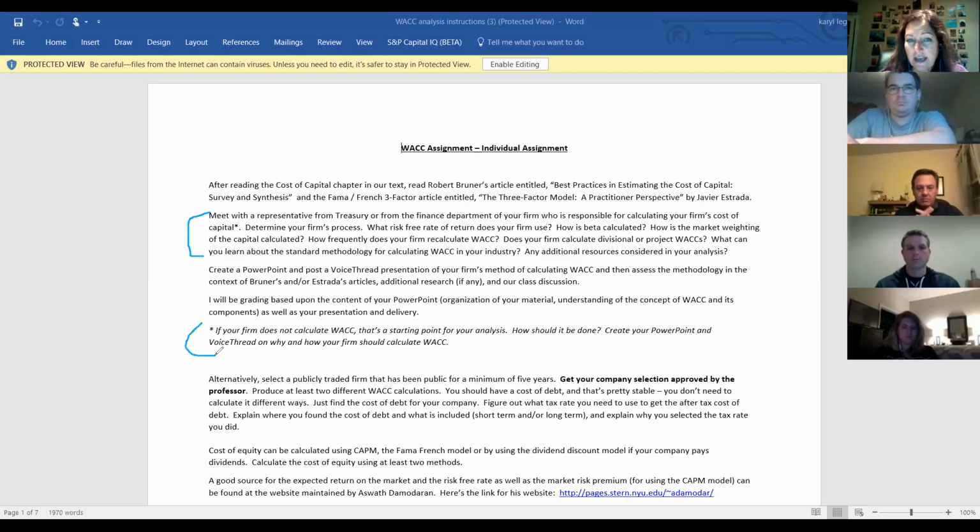If your firm doesn't calculate WACC, then you say, okay, how do we decide how to undertake a project? What's our process? Your voice thread will be all about your company's process. If your process is very different from cost of capital, I want you to tell me how they should calculate it. Do you agree with their method? You may think this is so far superior to weighted average cost of capital that we should teach it this way. Or you may think they could improve their process, and I want you to describe that.